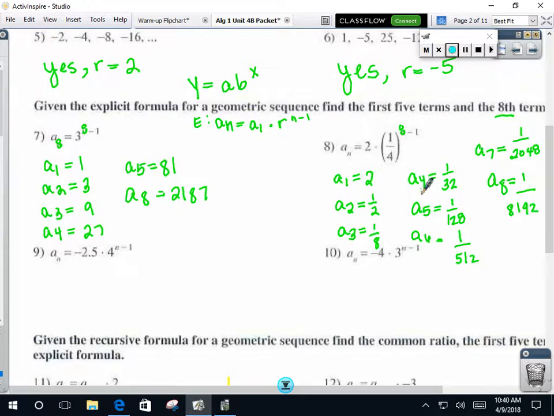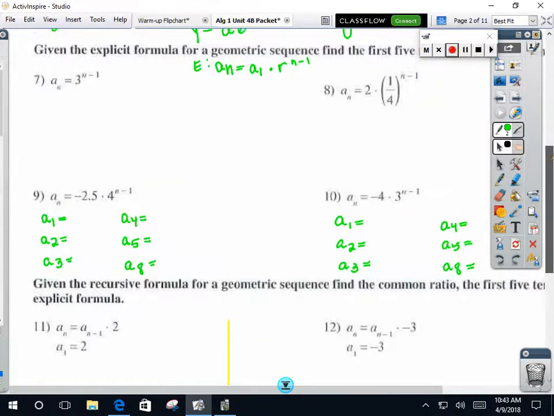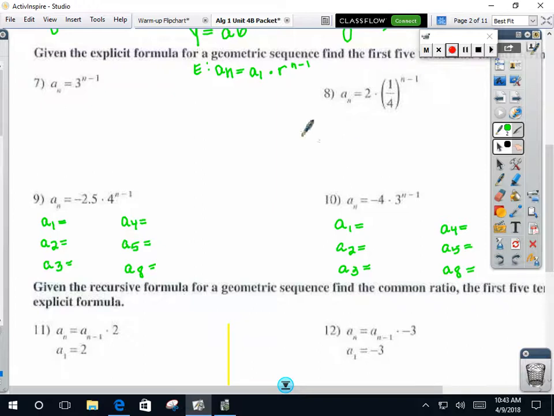Now I want you to quickly try 9 and 10 by yourself. Try 9 and 10. Okay, remember, in this set of problems, they have given you the explicit formula. So this is the explicit formula, and I wrote the explicit formula up here.